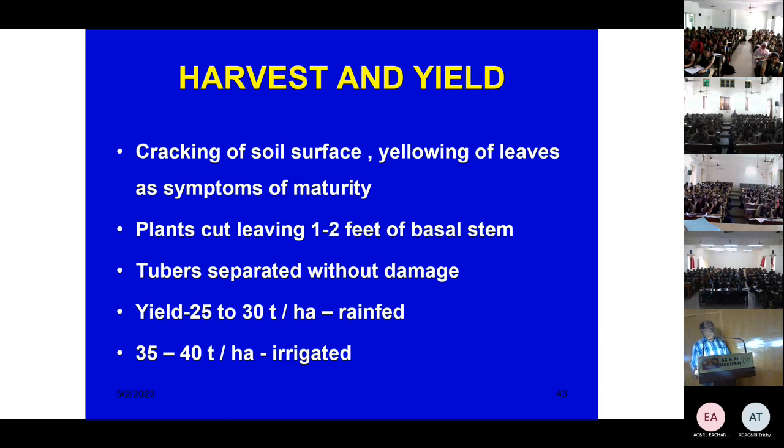And the yield level is 25 to 30 tons per hectare for rainfed crop, whereas in irrigated crop it is 35 to 40 tons per hectare. So these are all the production technology of the tapioca plant. Next we can move to another crop, potato. Next.